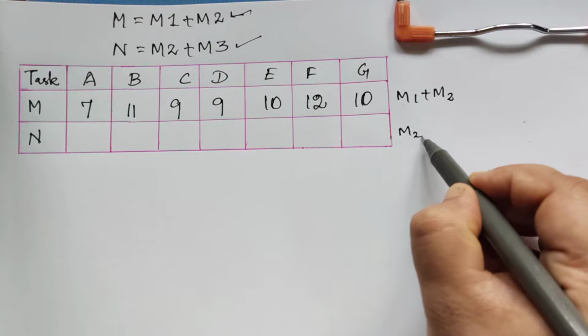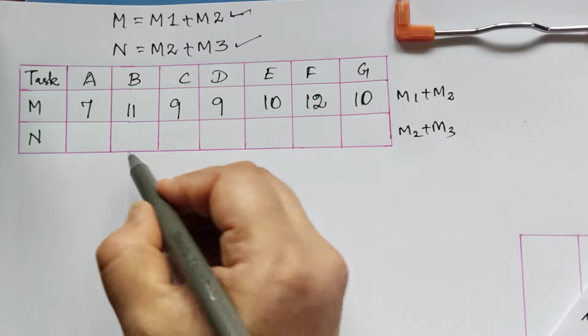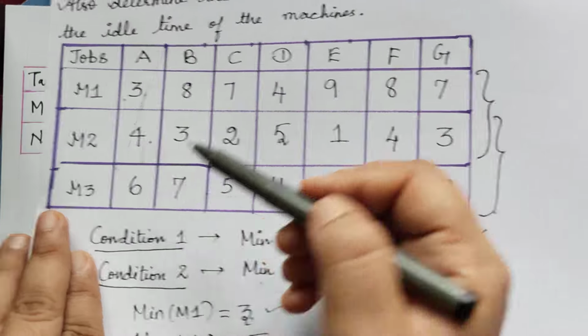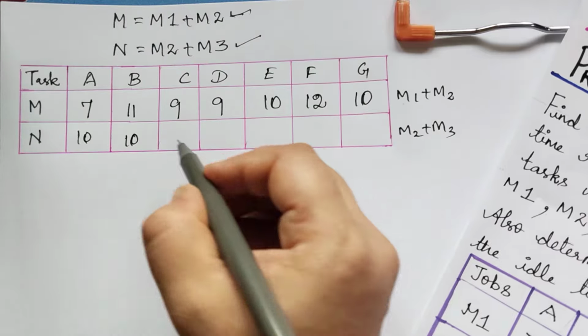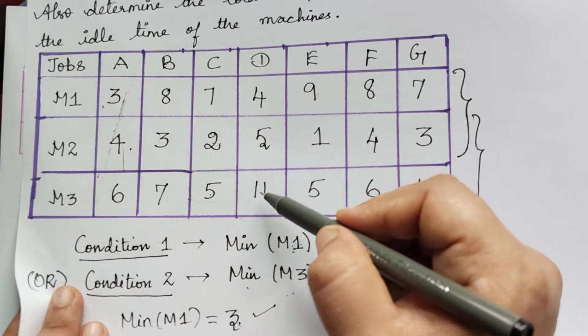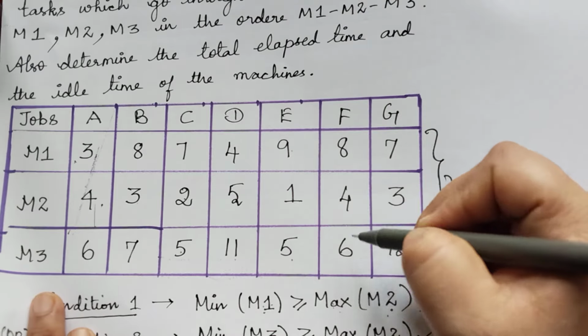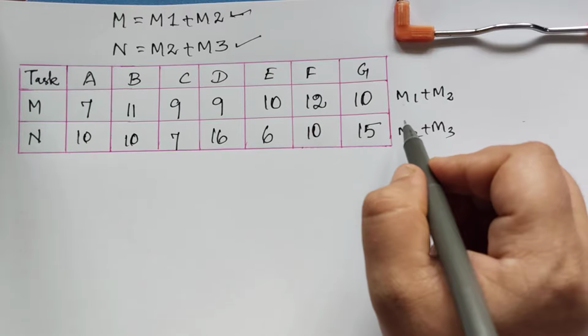In a similar manner, by doing M2 plus M3, we will be obtaining this row. So these two we have to add. So 4 plus 6, which is 10, here 10, and then 3 plus 7, so that is also 10, and then we have 2 plus 5, so 7, and then 5 plus 11 is 16, 1 plus 5, so 6. So 4 plus 6 will be 10, and then 3 plus 12 will be 15. So we have obtained the new processing times.